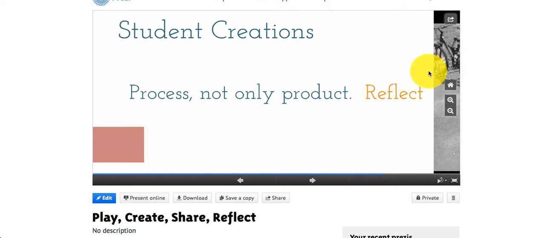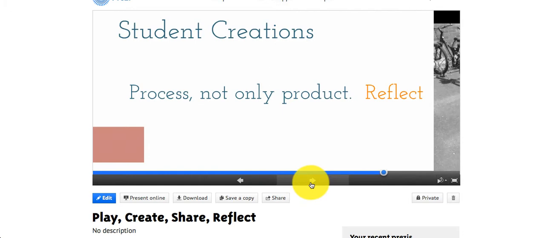So also, as the students do these creations, especially as we're working with technology, I think it's really important that we focus it on being a process, not only the product, and then continually reflect on both the process and then the end product as well. And I found that grading rubrics can help me do this too.